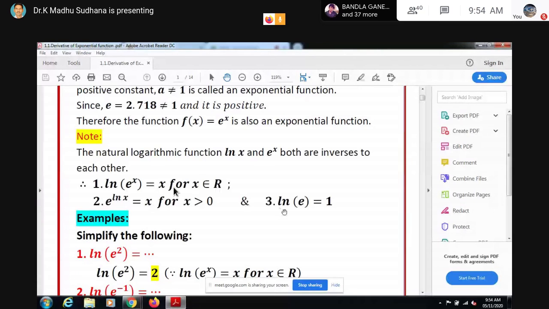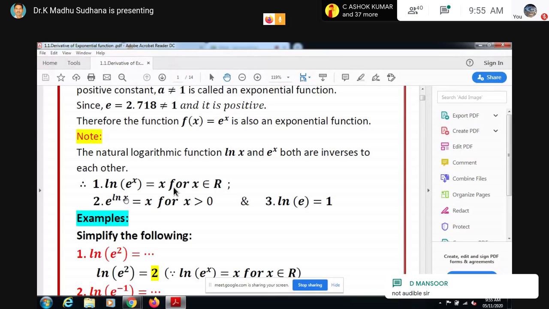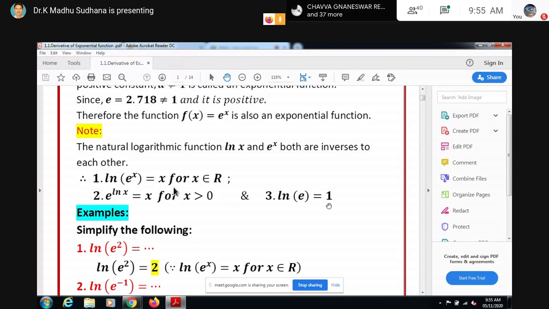And one more: the third one is log e equal to 1. So, the first one is log e power x equal to x, the second is e power log x equal to x, and the third is log e equal to 1. Why? Because based on the first one, log e power 1 is also equal to 1 only. I think all of you are clear now.